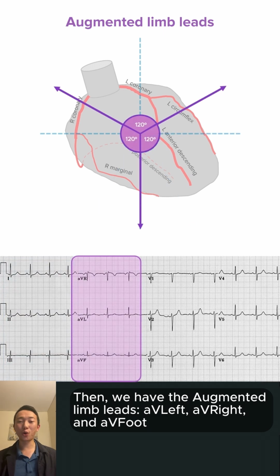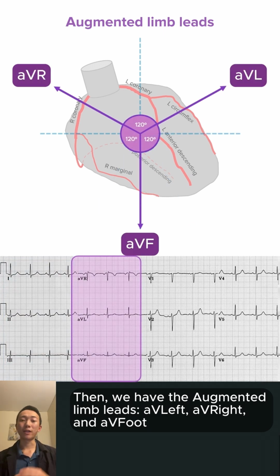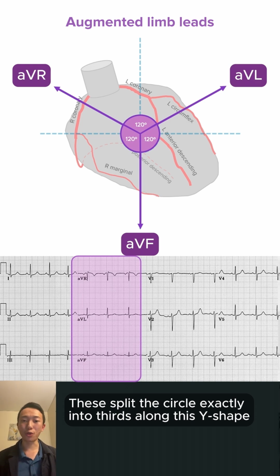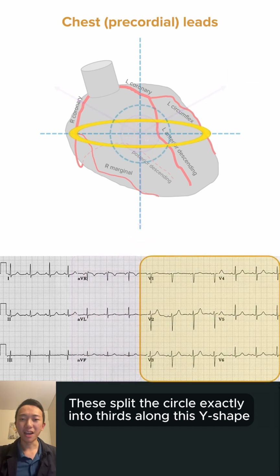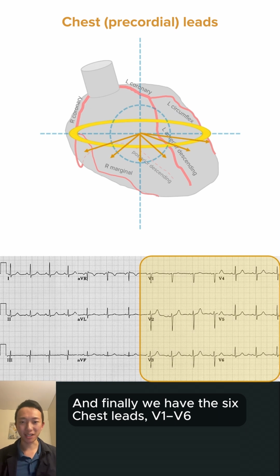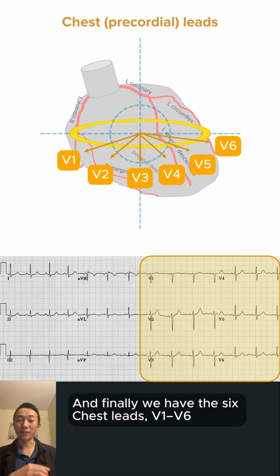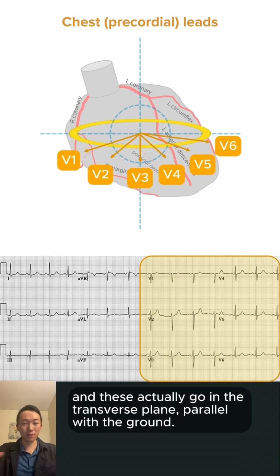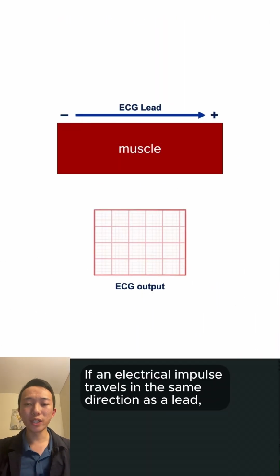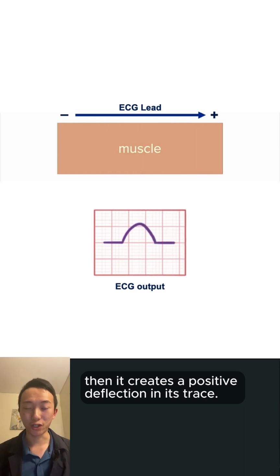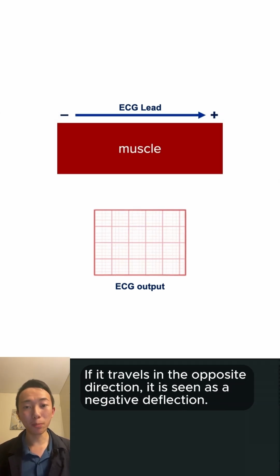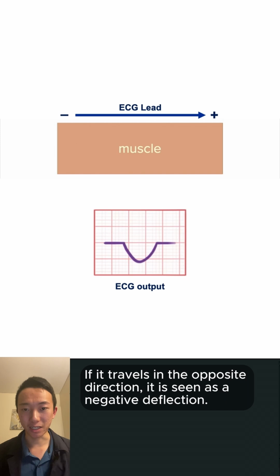Then we have the augmented limb leads, AVL, AVR, and AVF. These split the circle exactly into thirds along this Y shape. And finally, we have the 6 chest leads, V1 through to V6, and these actually go in the transverse plane, parallel with the ground. If an electrical impulse travels in the same direction as a lead, then it is seen as a positive deflection in its trace. If it travels in the opposite direction, it is seen as a negative deflection.